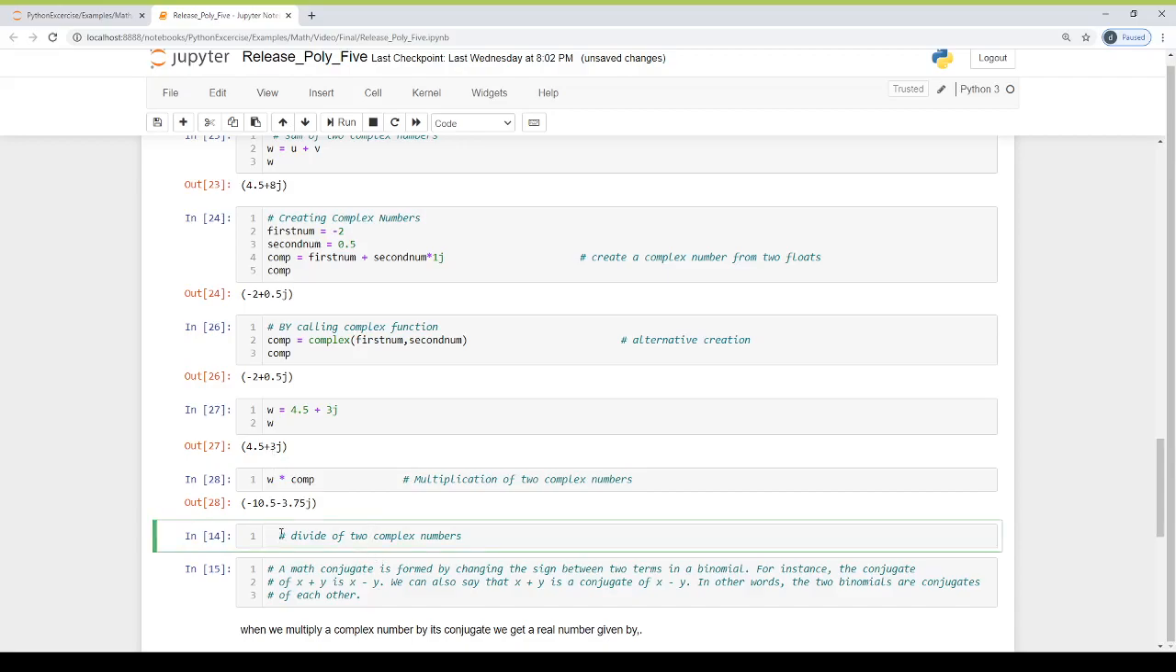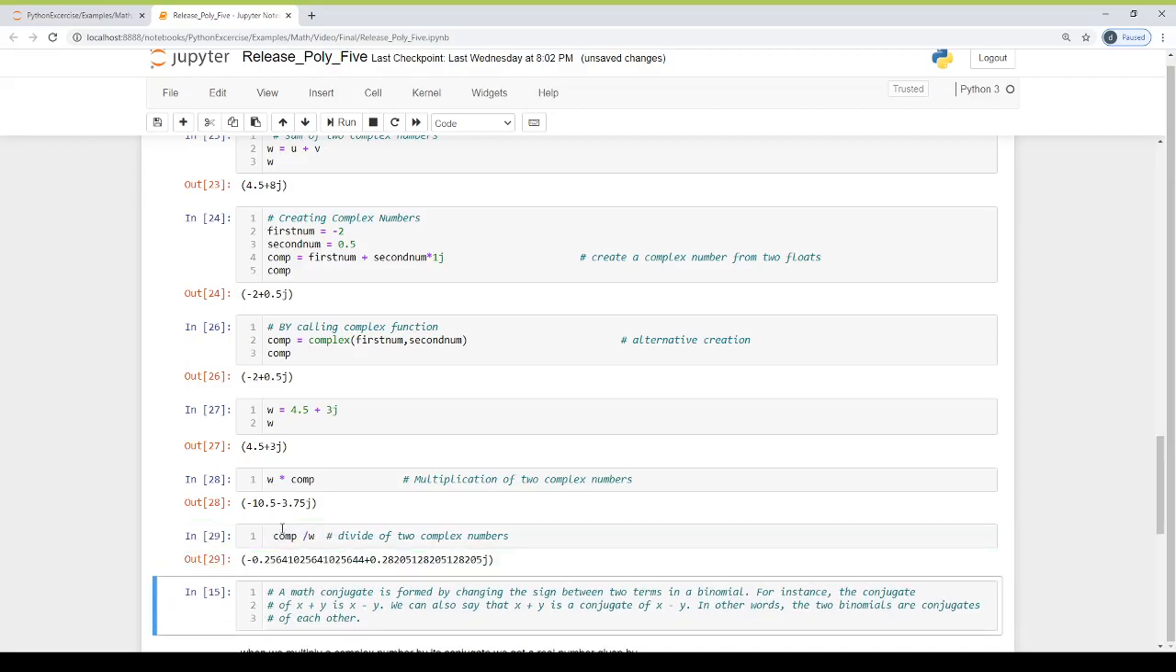Divide two complex numbers. For that we do comp divided by w, shift enter, and this is the division of two complex numbers.